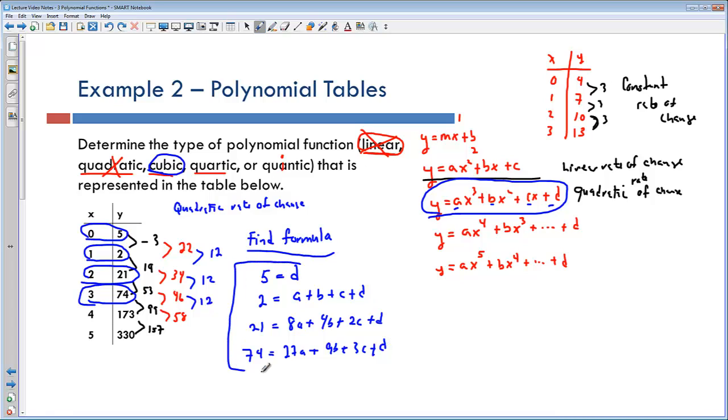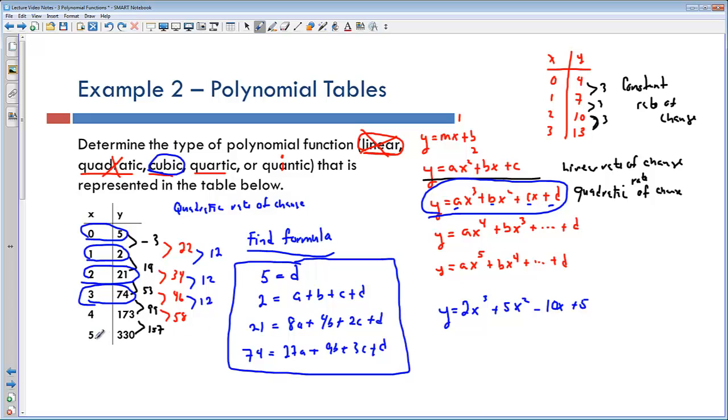So to solve for 4 unknowns, you typically need 4 equations. So I have 4 equations. And then there's a way to figure out what A, B, C, and D are, which we'll learn at the end of the semester. And so then you'll be able to see that this is actually y equals 2x cubed plus 5x squared minus 10x and then plus 5. And so that's the formula for this table.